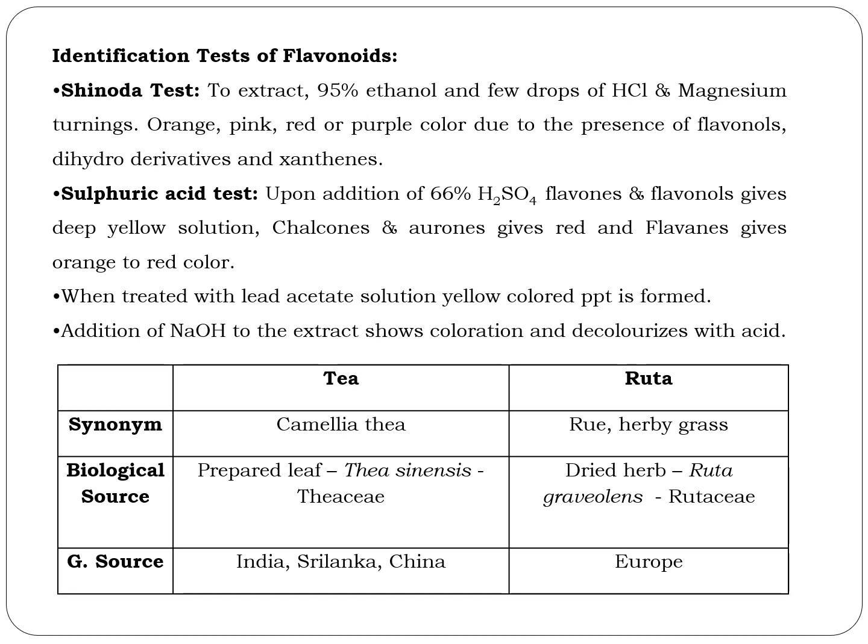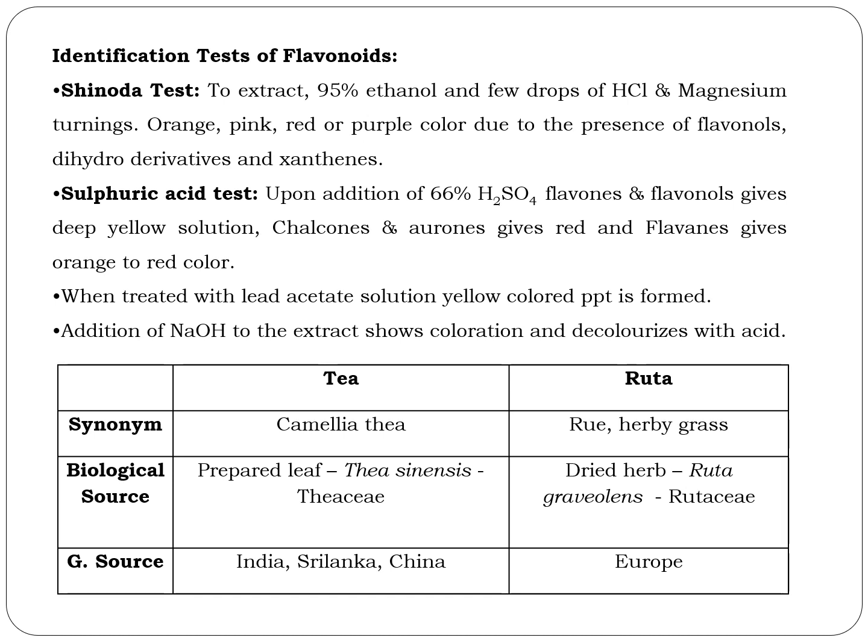Upon addition of 66% sulfuric acid, flavones and flavonols give a deep yellow solution. Chalcones and aurones give red, and flavanones give orange to red color. When treated with lead acetate solution, a yellow colored precipitate is formed. On addition of sodium hydroxide, the extract shows coloration and later it can be decolorized with the help of acid.